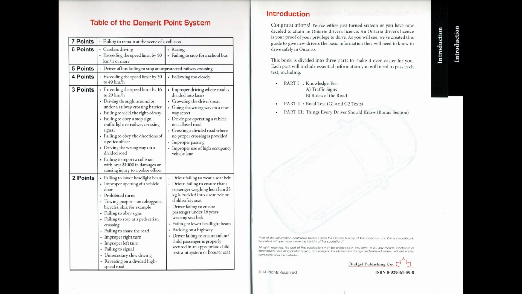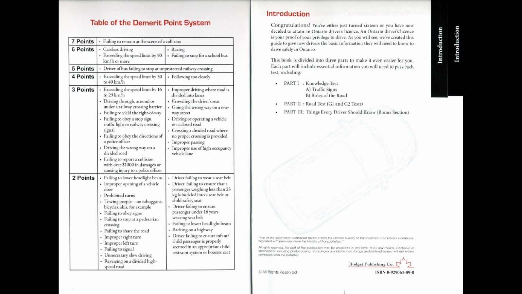3 demerit points: exceeding the speed limit by 16 to 29 km per hour. Driving through, around, or under a railway crossing barrier. Failing to yield the right of way. Failing to obey a stop sign, traffic light, or railway crossing signal. Failing to obey the directions of a police officer. Driving the wrong way on a divided road.